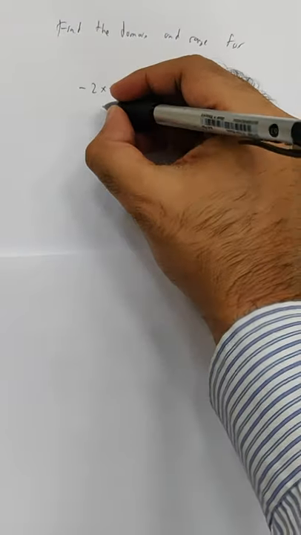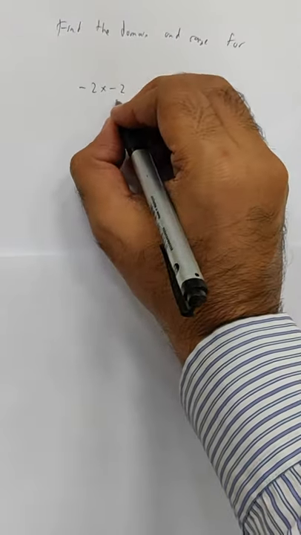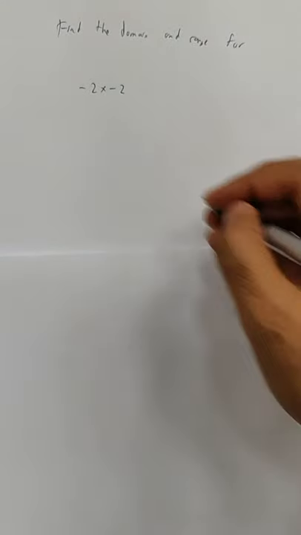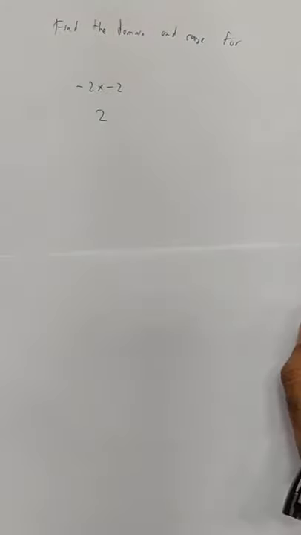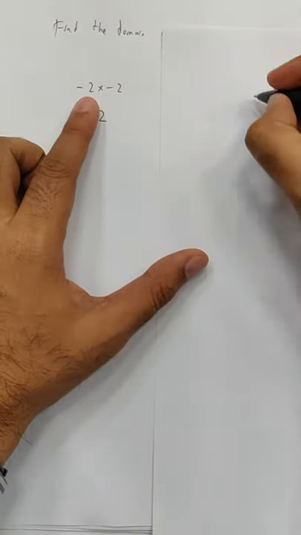Okay, basically this is the question. Do you know how to draw this? Yes, that's right. What about if I just said 2, no x? It's a straight line. Okay. Let's try them one by one.